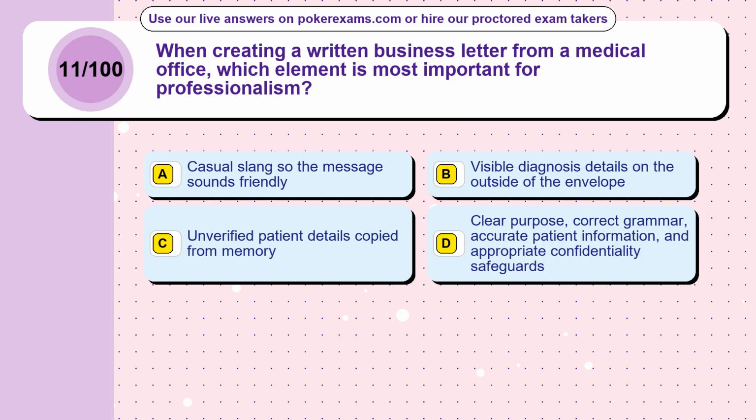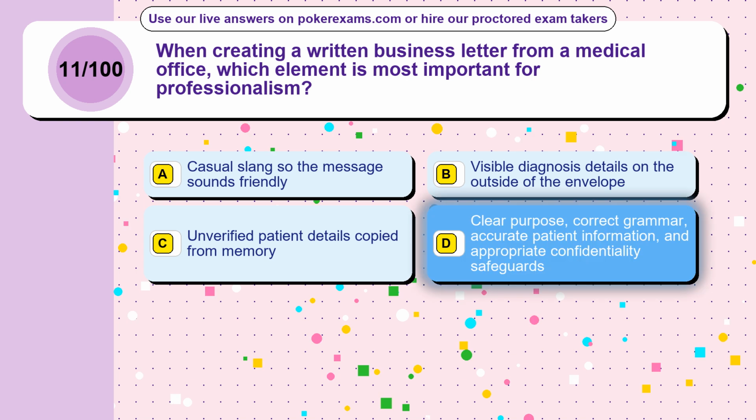Question 11. When creating a written business letter from a medical office, which element is most important for professionalism? Option A. Casual slang so the message sounds friendly. Option B. Visible diagnosis details on the outside of the envelope. Option C. Unverified patient details copied from memory. Option D. Clear purpose, correct grammar, accurate patient information, and appropriate confidentiality safeguards.